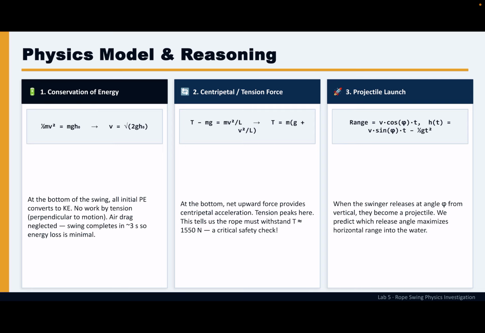Second, the centripetal and tension forces. At the bottom, the rope tension minus gravity equals the centripetal force. Solving for tension gives T equals m times the quantity g plus v squared over L. That comes out to roughly 1,548 newtons, which is about 2.2 times the person's weight. That's important for safety. Third, projectile launch. Once you let go, you're in free fall. I can use standard kinematic equations to find the horizontal range as a function of what angle you release at. The model predicts maximum range at a release angle of about 35 degrees from vertical.